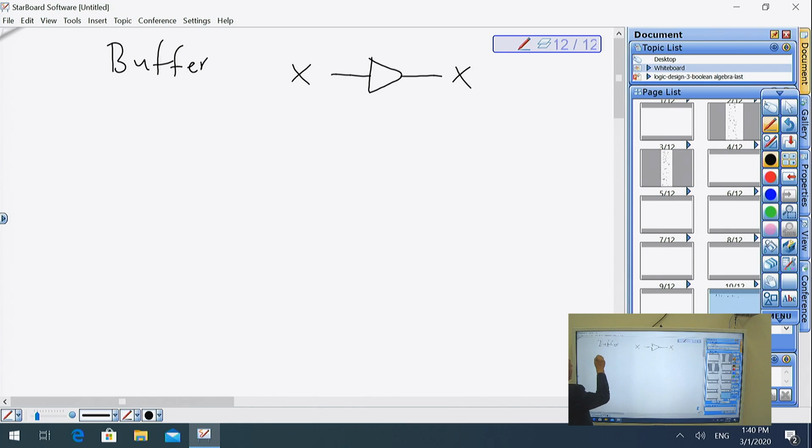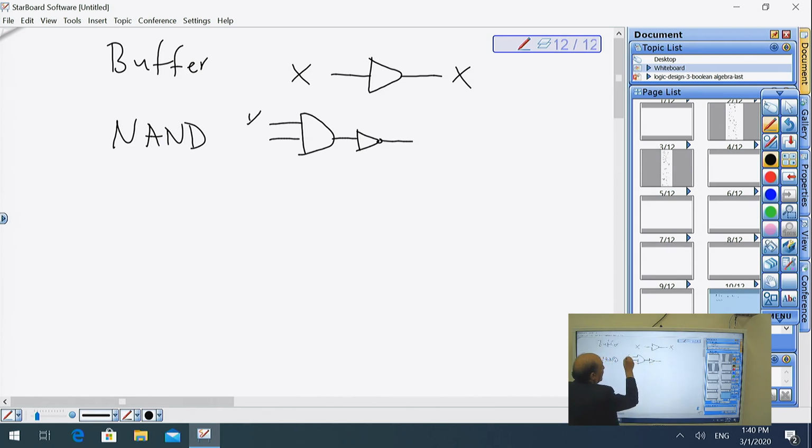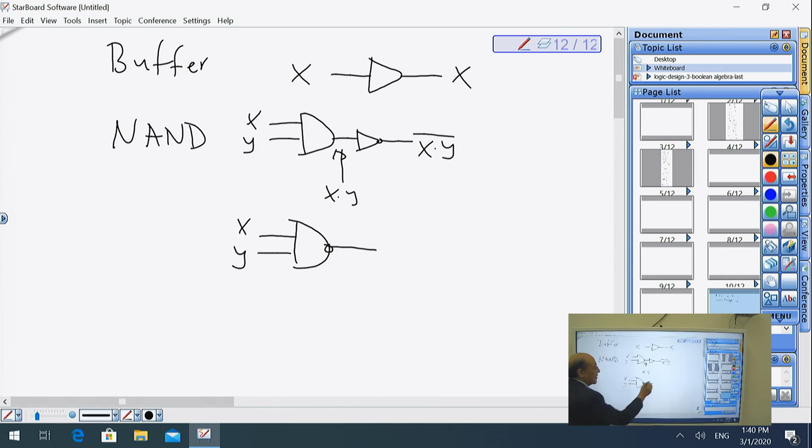Next, the NAND, which is really and followed by a not. We have X, Y. Here we have X and Y, and X and Y all not. And the graphic symbol for the NAND is like that. Here, X, Y, X and Y all not. This is the NAND operation.